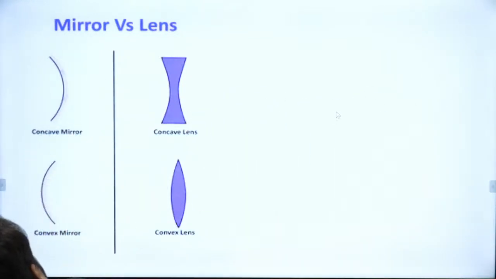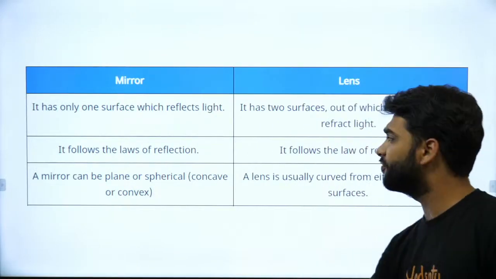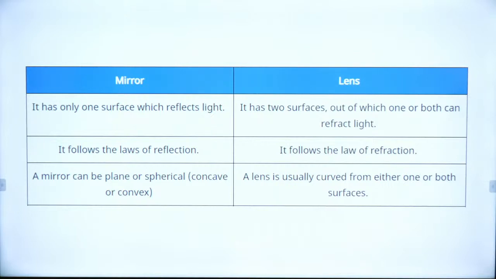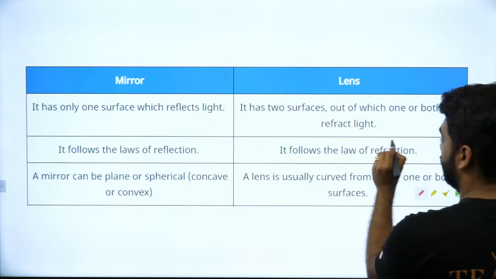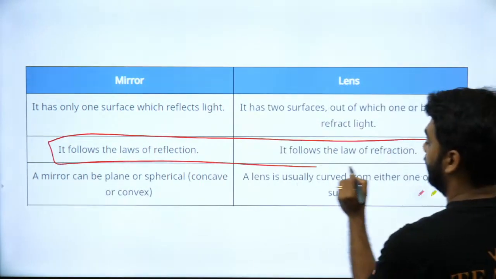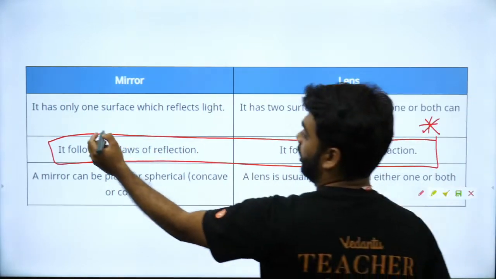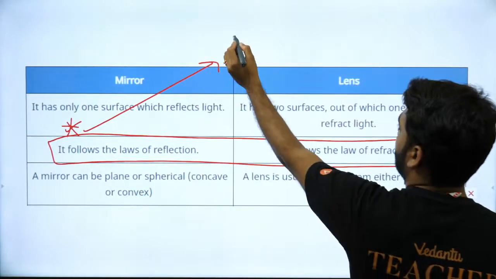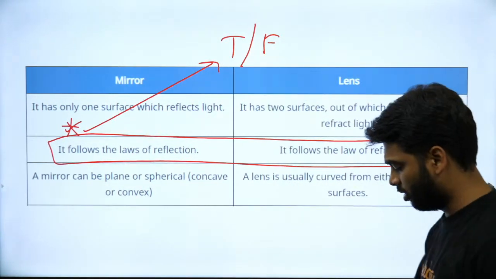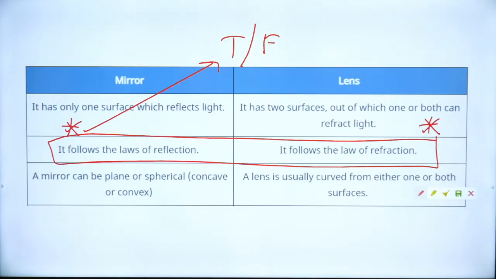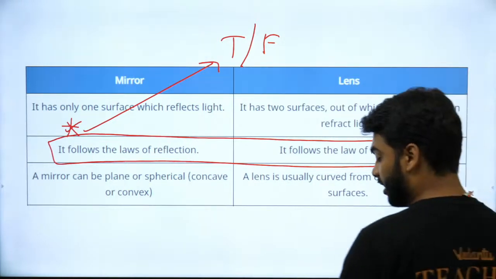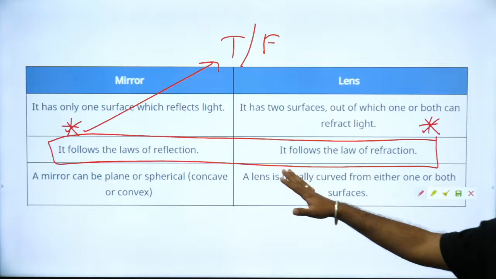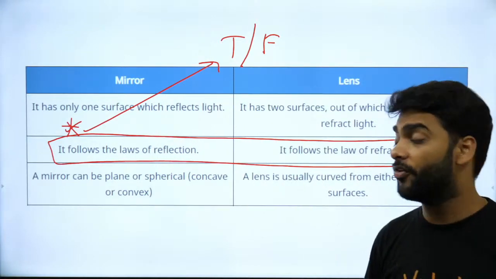Okay? Now moving on. What is the difference between a mirror and lens? Mirror reflects, lens does not reflect. It will refract. Refraction we will learn in higher classes. Both mirror and lens follow the laws of reflection. Now this particular line is super important. This can come as a true or false, right? Who follows the laws of reflection? Both mirrors and lenses follow the law of reflection.